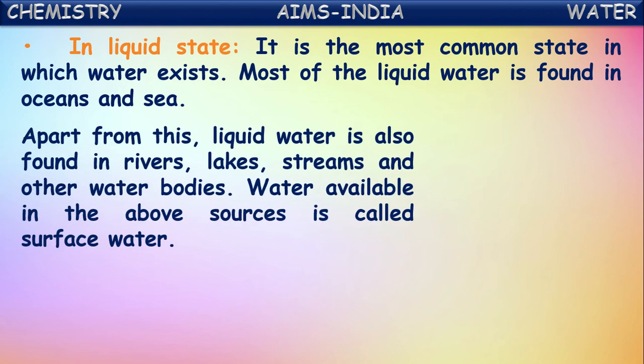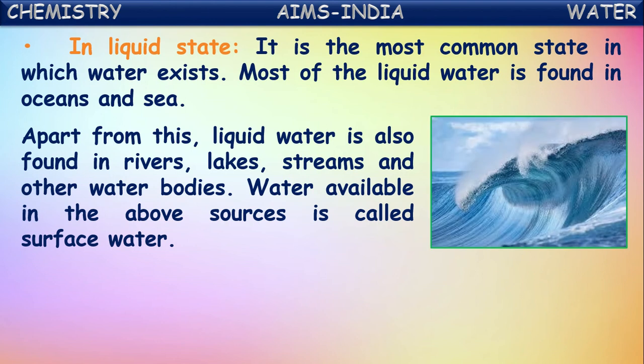Apart from this, liquid water is also found in rivers, lakes, streams, and other water bodies. Water available in the above sources is called surface water. Whatever we mentioned here, oceans, seas, lakes, rivers, streams, these are all present on the surface of the earth. So in all these forms, water is available on the surface of the earth. That's why these sources of water are called surface water.